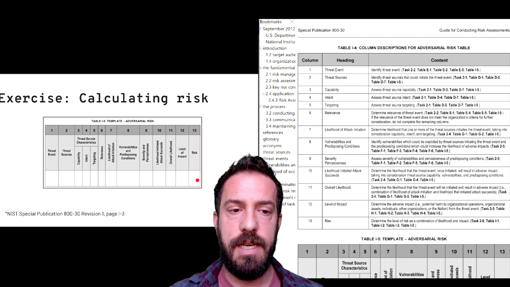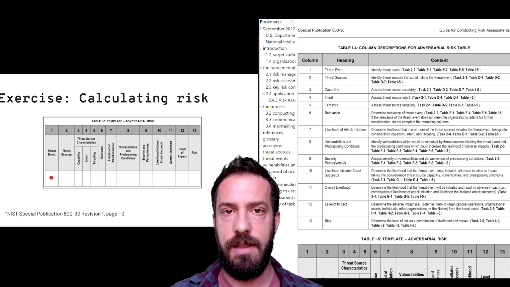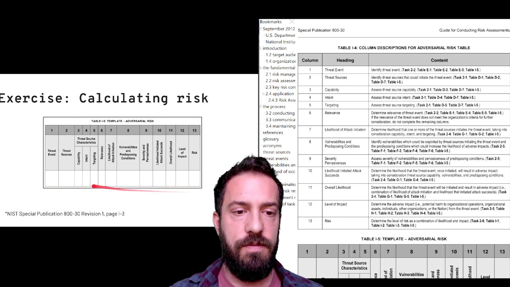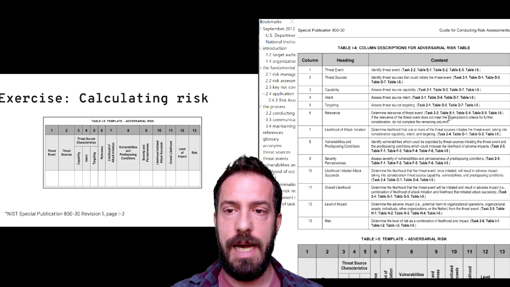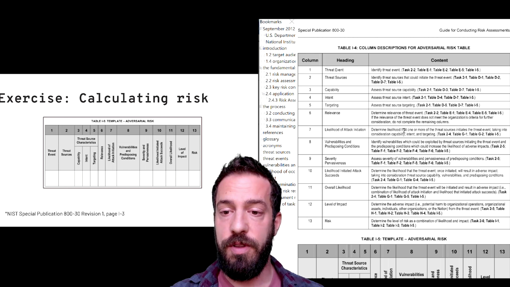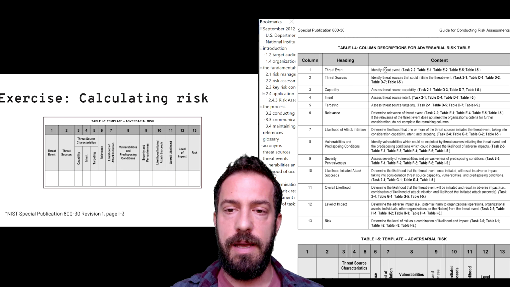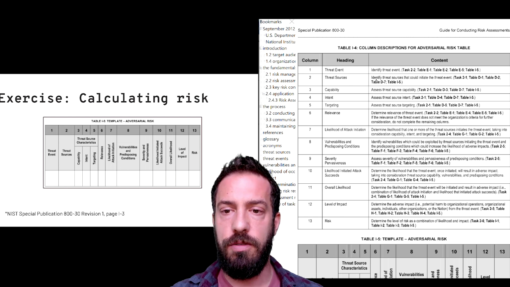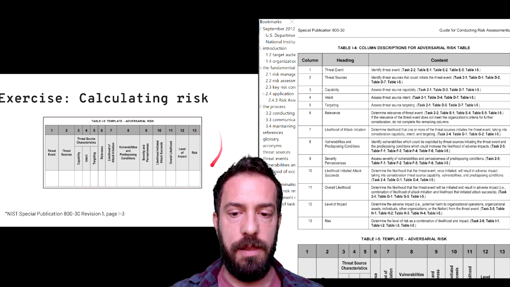You find the risk associated with the specific threat event that you're after. And to fill this table and its columns, the guidelines are above the table on the same page. For every column, threat event, sources, capability, intent, targeting, and so on, there are instructions on how to fill each individual column. So let's go over an example together.